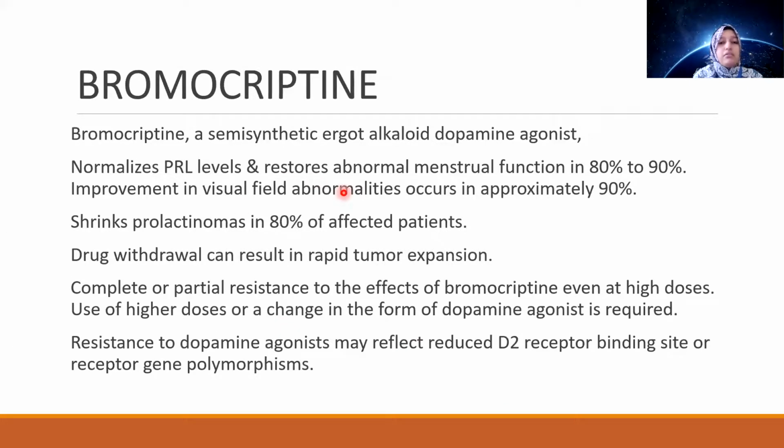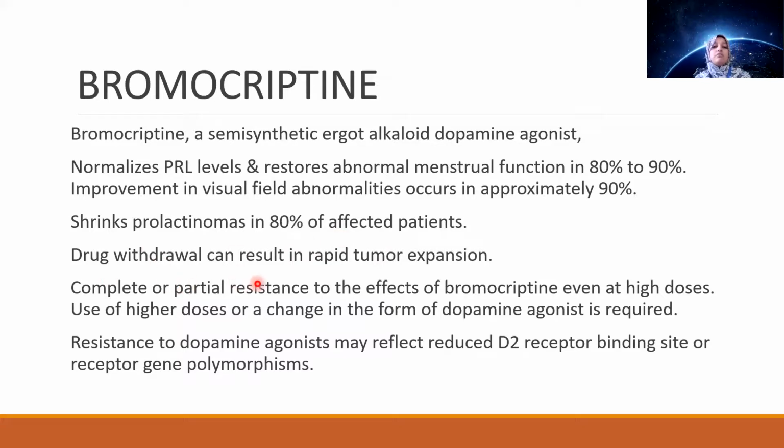Bromocriptine is a synthetic ergot alkaloid dopamine agonist. It normalizes the prolactin and restores abnormal menstrual function in 80 to 90%. So that is the normalization part, which is the first goal, and the improvement in the visual field abnormalities occurs in 90%. Then shrinking the prolactinoma is again achieved in 80%. So the two goals, the tumor size should reduce as well.